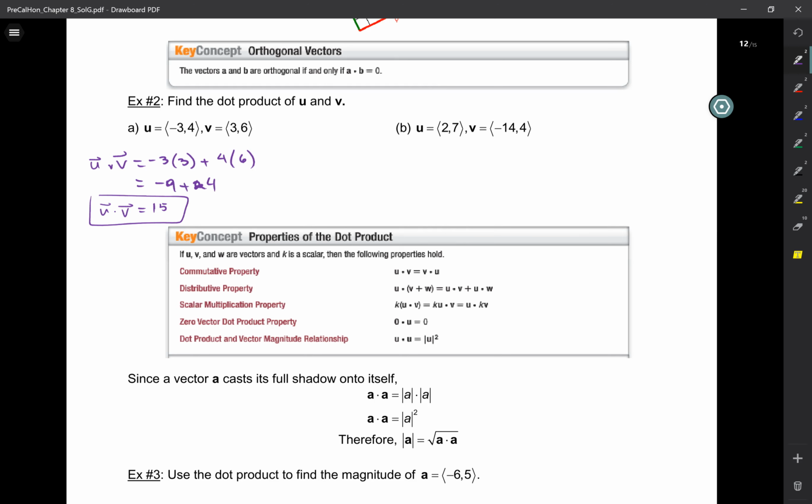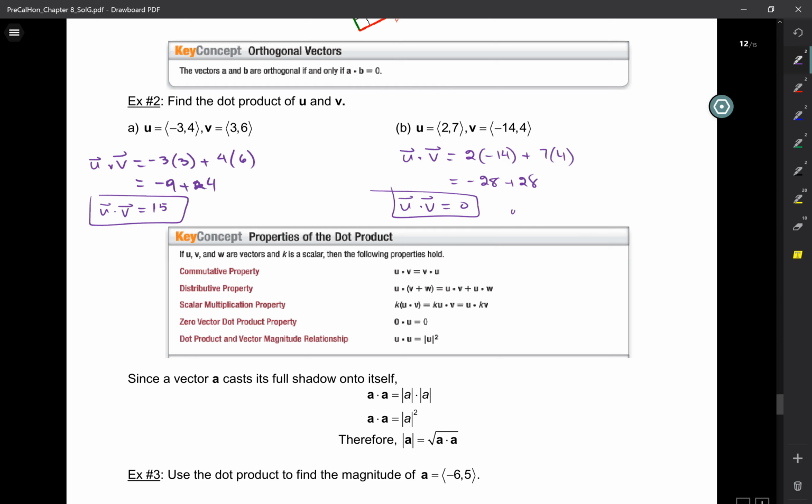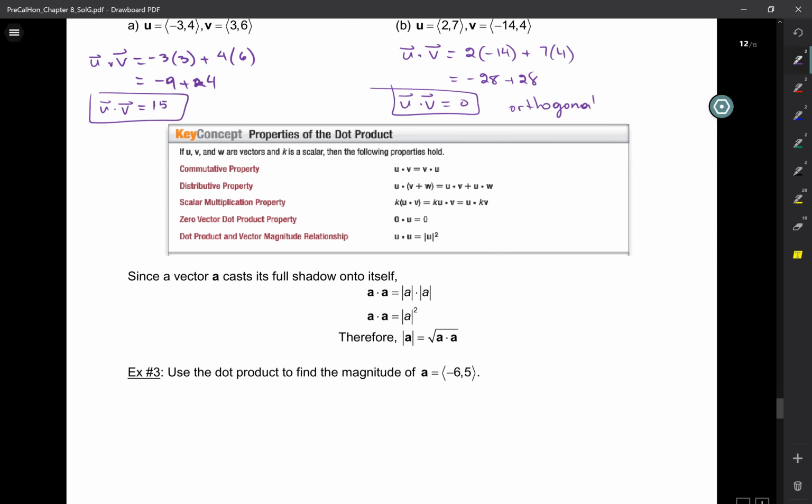Yeah, it's a dot product. Remember, that's how we write it, u dot v. Here, u dot v is 2 times negative 14 plus 7 times 4, negative 28 plus 28. So u dot v is 0. What does that mean about the vectors? They're orthogonal. You just know. Sometimes you'll be asked, are they orthogonal?